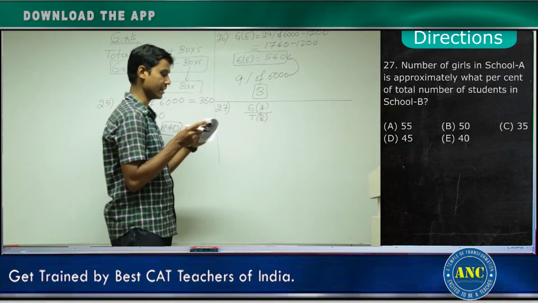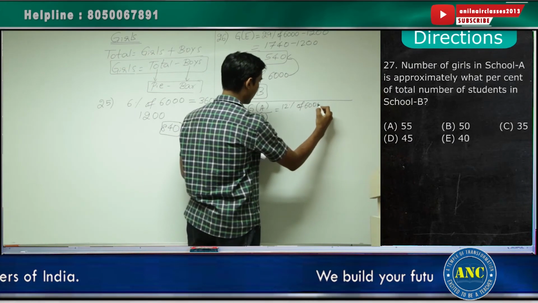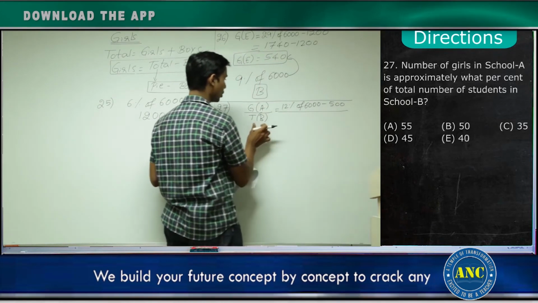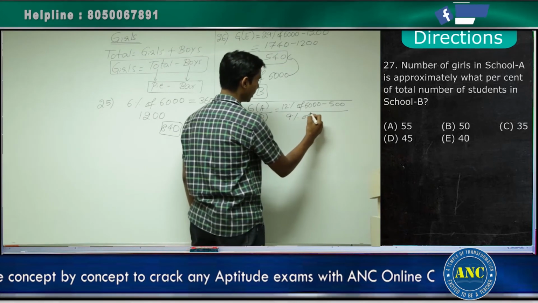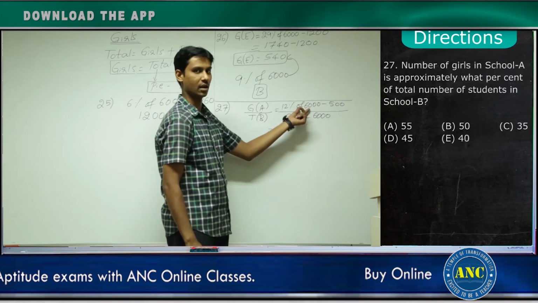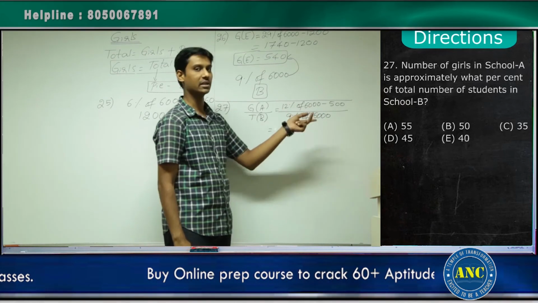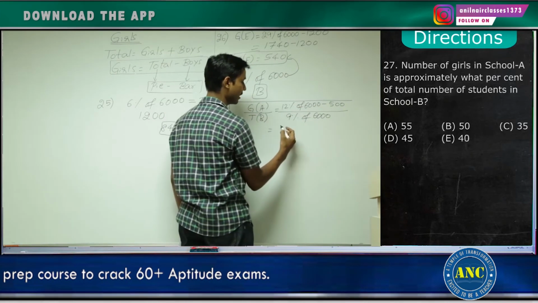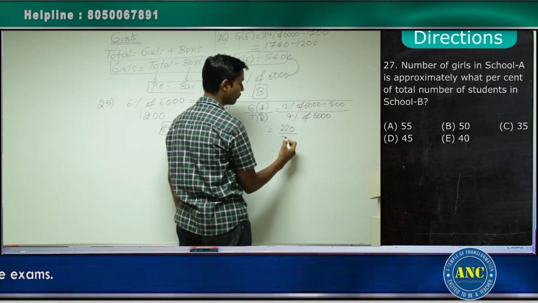Number of girls in school A is 12% of 6000. 12% of 6000 minus the number of boys in school A, which is 500, divided by the total number of students in school B. It is nothing but, just now we calculated, 9% of 6000. 12% of 6000: 10% is 600, 1% is 60, 2% is 120. 600 plus 120 is 720. 720 minus 500 is 220, divided by 9% of 6000, which is 540.